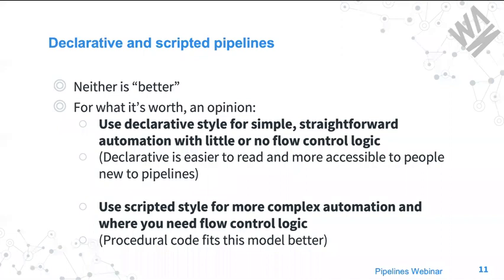But then I also use and would recommend using a scripted style of pipeline for more complex automation, where we need to really think about flow of control. And this is where procedural code tends to fit the model of what we're trying to achieve better.